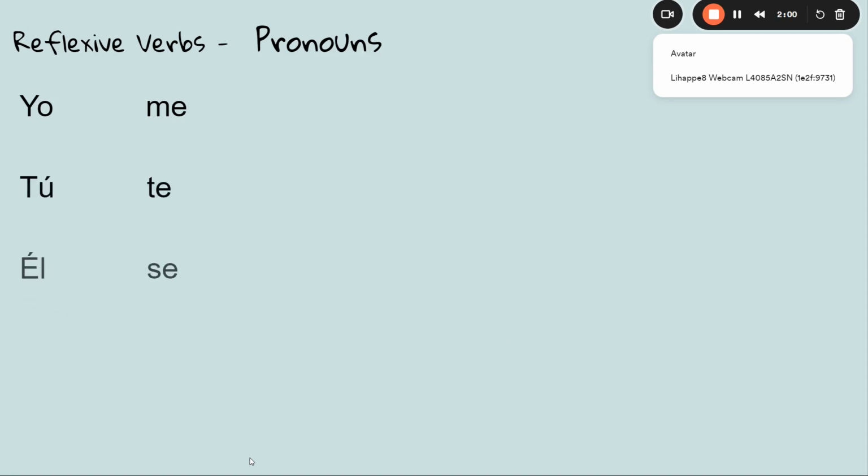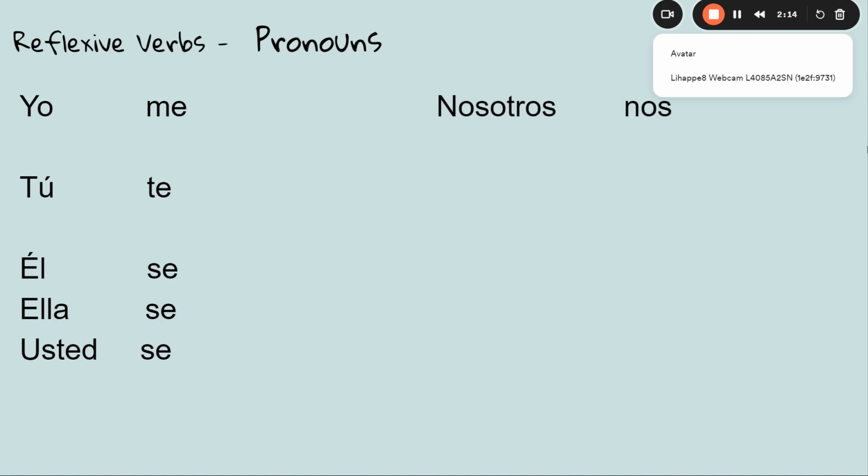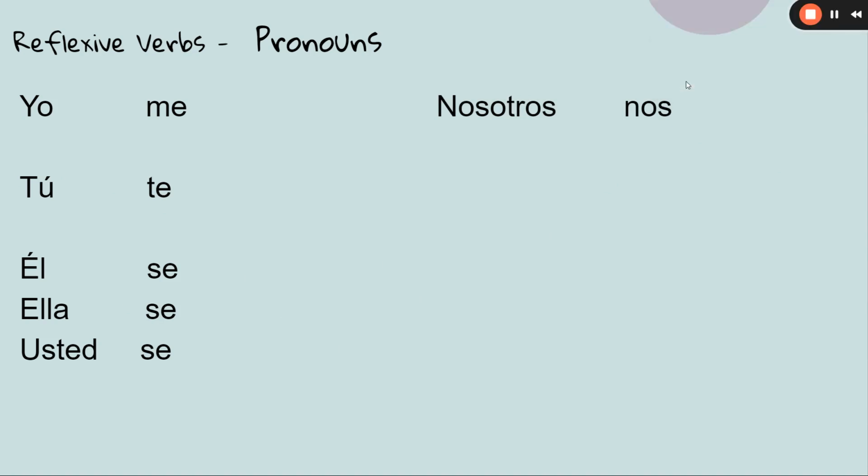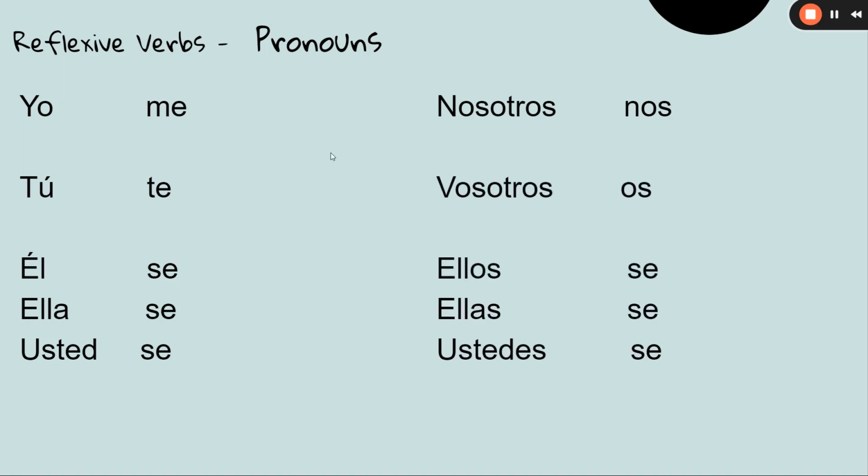Okay, so these are our reflexive pronouns. Now, me and te should already look very familiar to you. Se is new. Nos, os, and then we have se. Okay, so those are our pronouns.